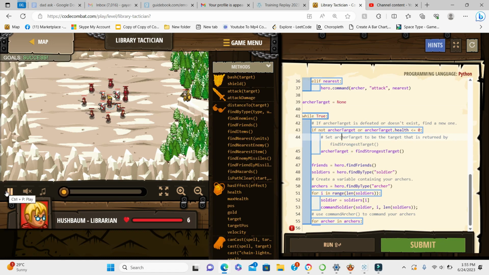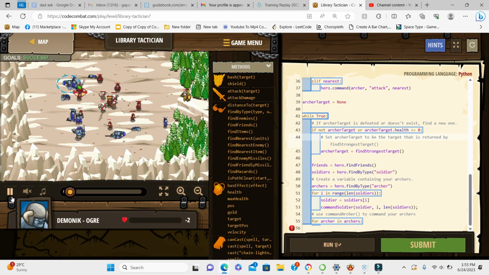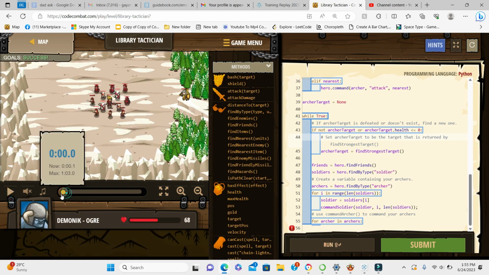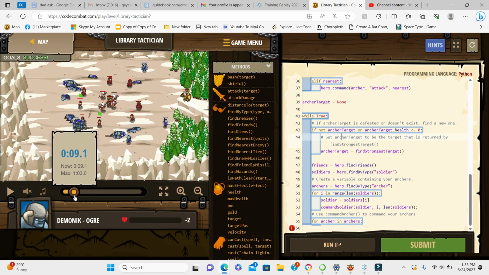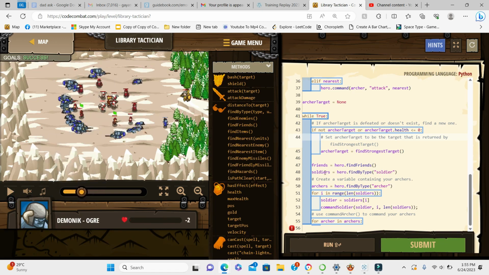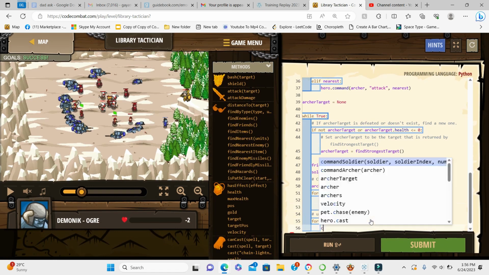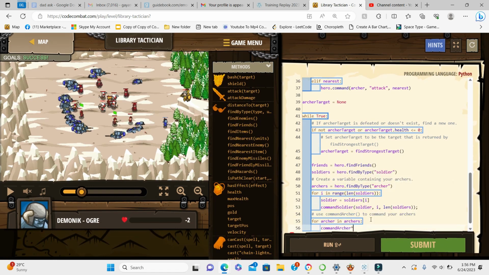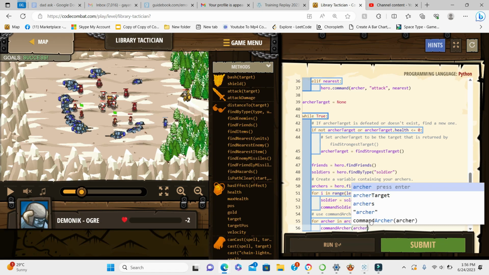The point of this level is that we have the circle. We want the archers to attack the highest health enemy, as the soldiers can take on the munchkins on their own. So that's why the archer target is the strongest target, as we can see here. So yeah, then we understood what archer target is. We loop through, check if there's an archer target, find it, loop through our friends, check for the soldiers, and made them into a circle. Oh, and then we did the archers.